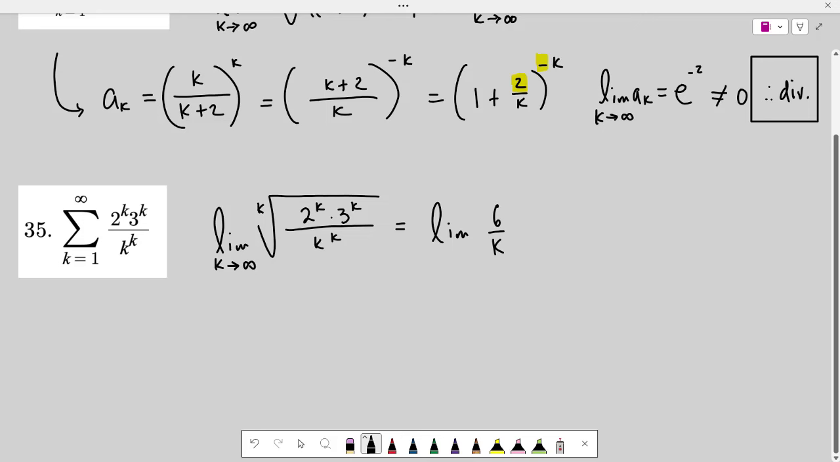Roots are a pain. And that limit is 0. So what's our conclusion? Absolutely converges. It absolutely converges. So less than 1, therefore converges.